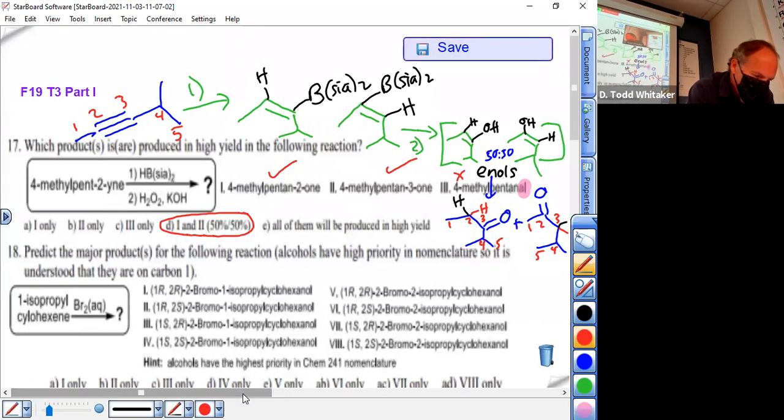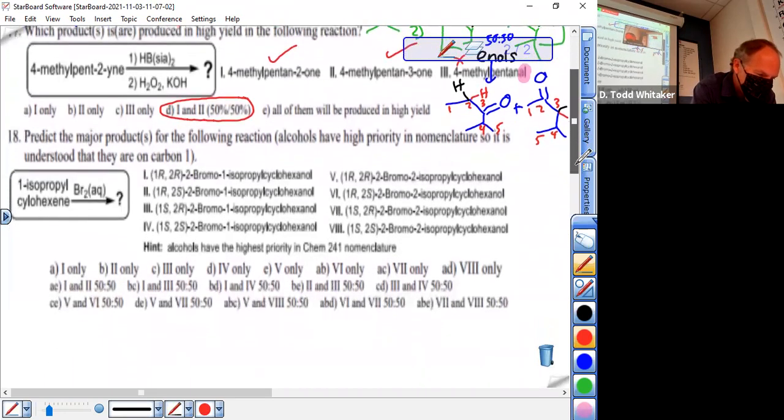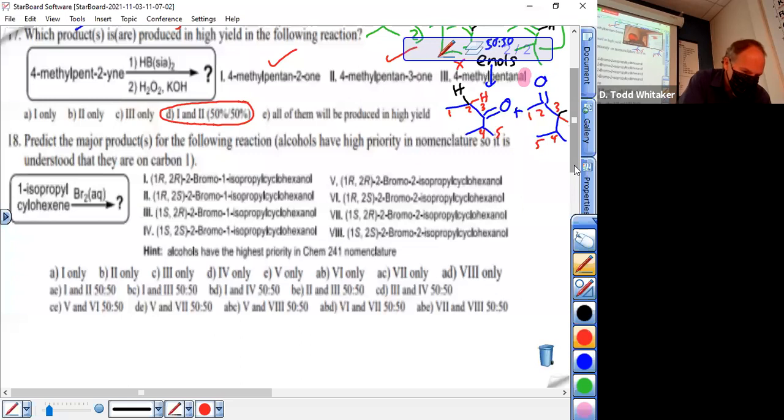And there you go. Predict the major products of the following reaction. Now we got like 8 choices. My goodness. Hint, alcohols have the highest priority in nomenclature. That's interesting. Okay, might come into play. 1-isopropylcyclohexene. We'll do the reaction here. 1-isopropylcyclohexene. Right there.